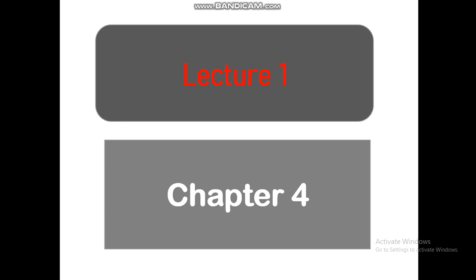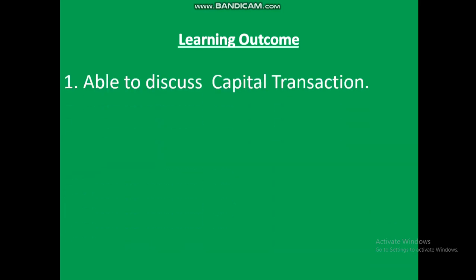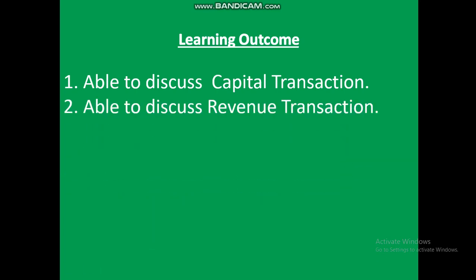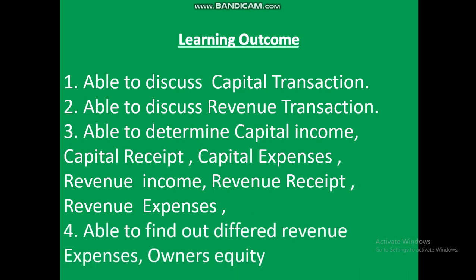Today we will discuss Chapter 4. This is our first lecture on Chapter 4. Dear student, in this chapter we will discuss capital and revenue transaction. After this lecture, you will be able to discuss capital transaction and revenue transaction. You will be able to determine capital income, capital receipt, capital expenses, revenue income, revenue receipt, and revenue expenses. Moreover, you will be able to find out deferred revenue, expenses, and owner's equity.